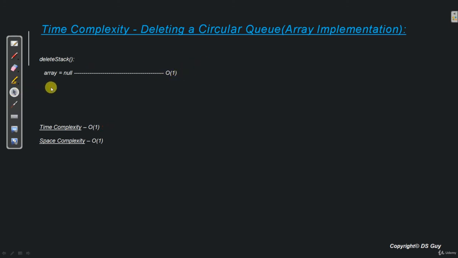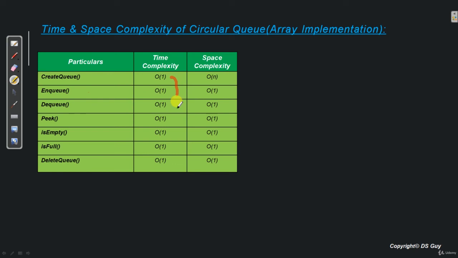Now before concluding the circular queue chapter, let's quickly see all of these operations in a tabular format and how much time and space complexity was involved in each of those operations. So as we can see here, all of the operations in circular queue, if implemented via array, will take order of 1 time. Similarly, space will also take order of 1. The only difference here is the creation of a queue, which will of course take order of n space because we will create a blank array of size n. So it will take order of n space.